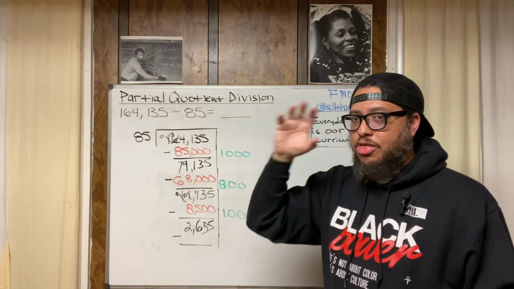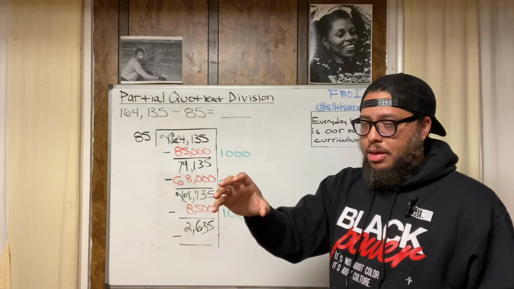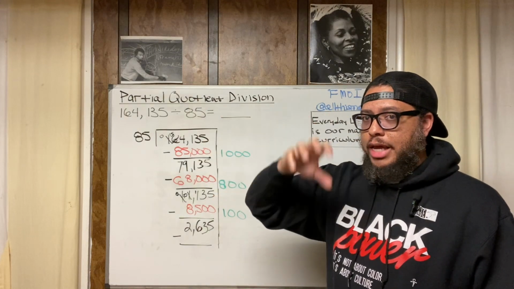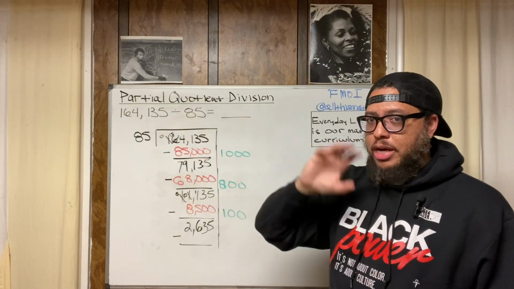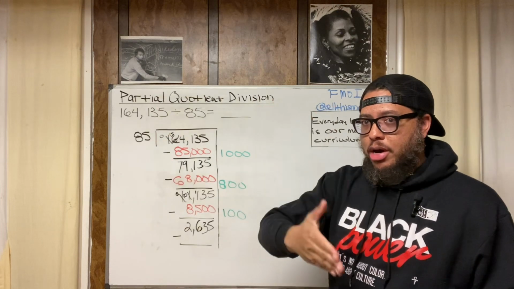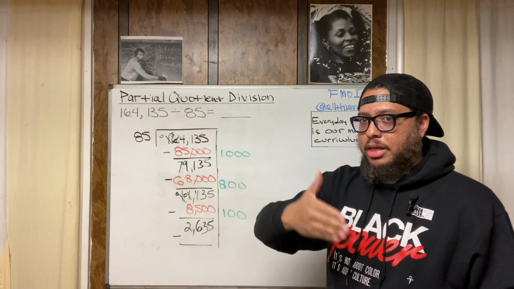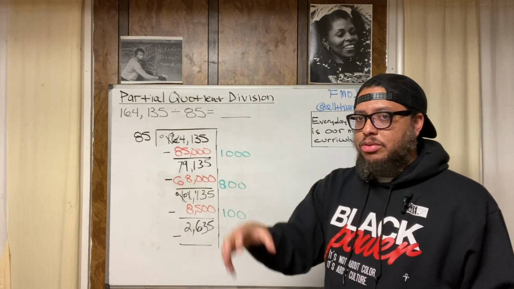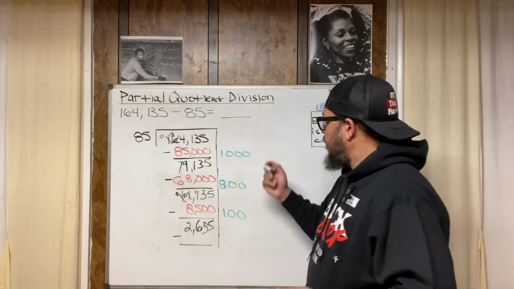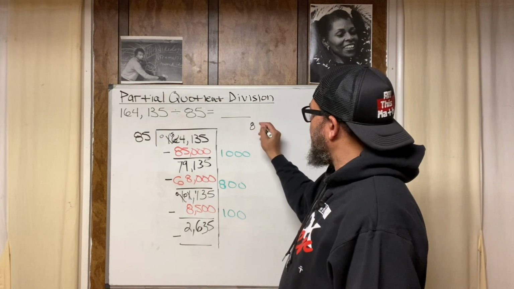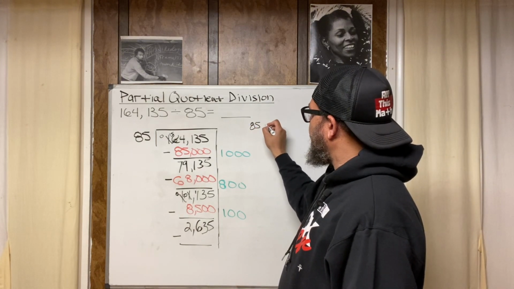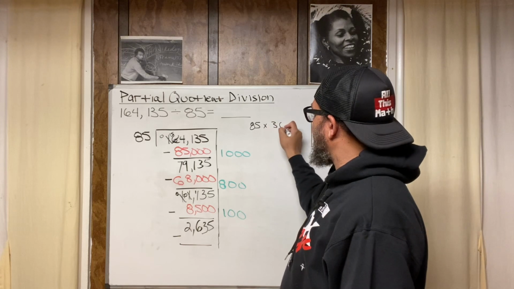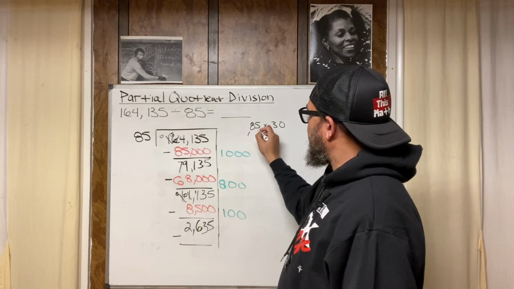80 times 30 is what I'm trying to do. Right? But first I do 80 times 3. I'm trying to do 80 times 30, but I do it in parts. I break it down in parts. 80 times 3. So I'm trying to do this, right? 85 times 30. So I do this.